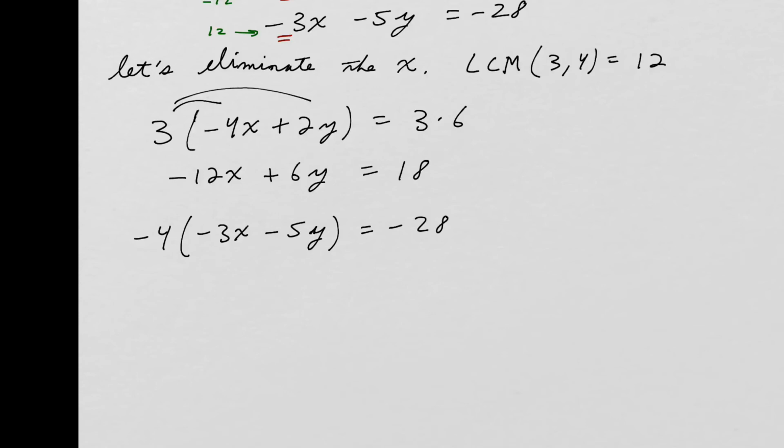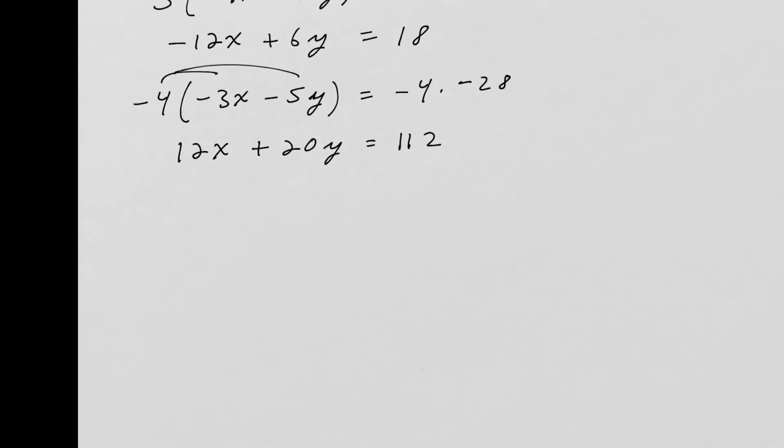And again, I have to be careful here, right? I can't forget to multiply the right-hand side also by negative 4. So if I distribute the negative 4, this is going to be 12x. Negative 4 times negative 5y is plus 20y. And negative 4 times negative 28 is positive, I guess it's 112, right? Okay, so I've rewritten those equations. They're still the same equations, they're just rewritten. Right? They still have the same solution.